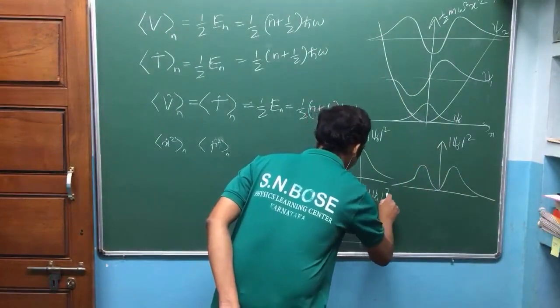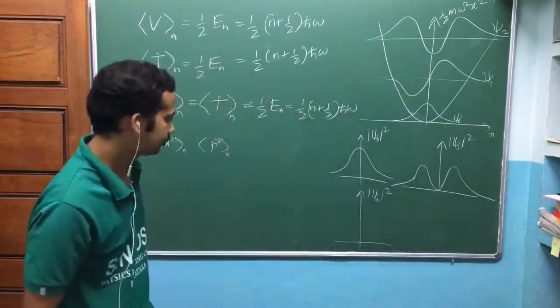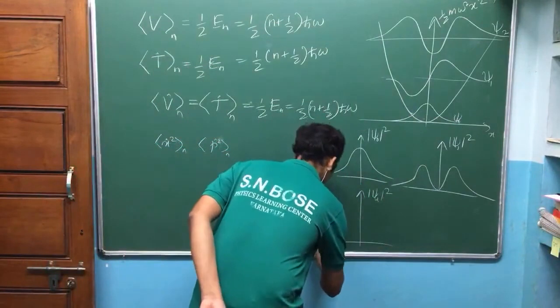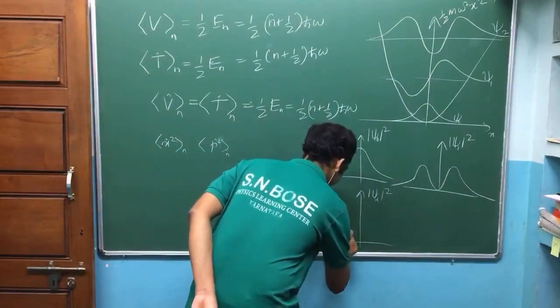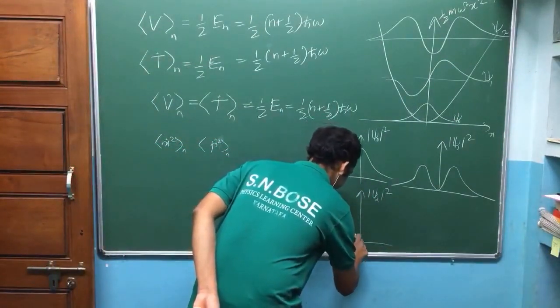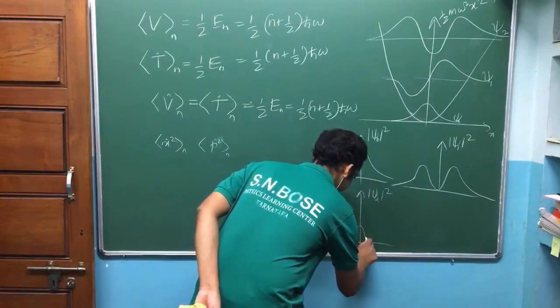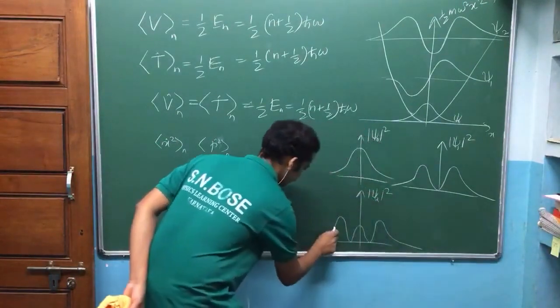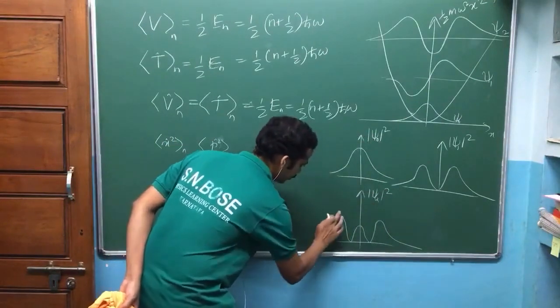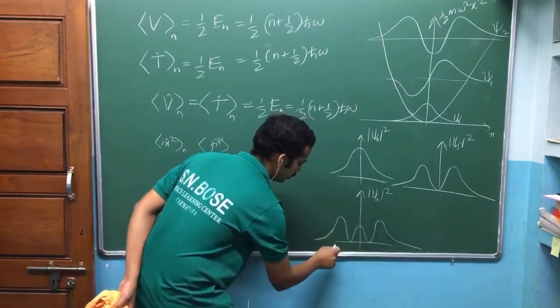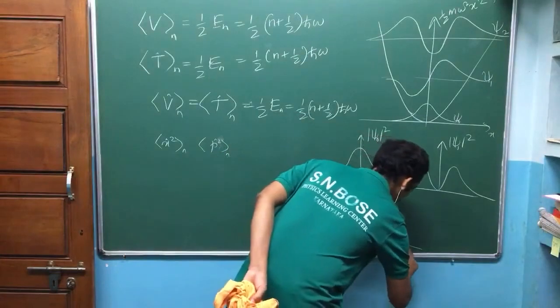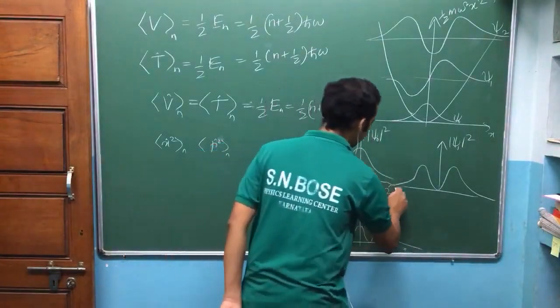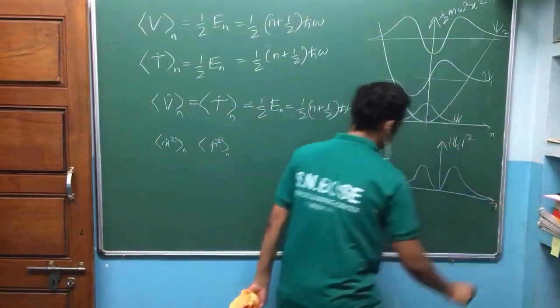So similarly, mod psi 2 square, what is that one? Mod psi 2 square is, these peaks are not of the same height, okay? These two are of the same height, this is a little lower. We shall see that one, what the significance of this is and all, okay? As a function of x.